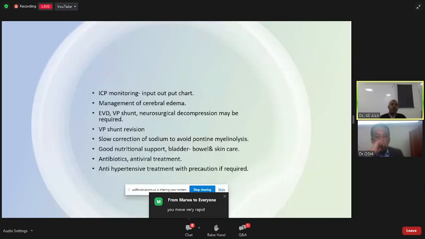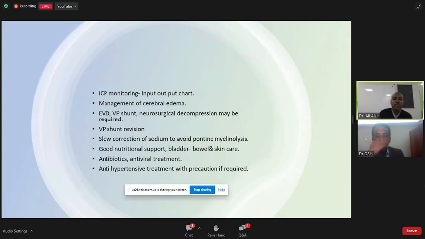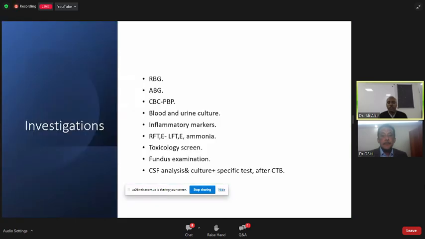And also, if there are signs of raised ICP, consider an urgent referral to neurosurgery, because they might need urgent surgical intervention. The rest of the things, the nutritional, bladder and bowel care, and the physiotherapy, I will emphasize, because really it makes a lot of difference in the outcome.